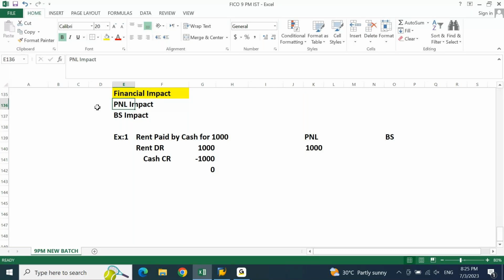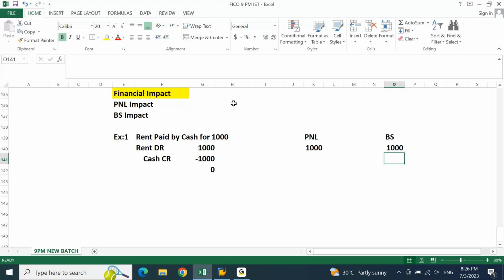Similarly, if you talk about cash, cash is an asset. Asset is part of your balance sheet. Now this will go and sit in your balance sheet. Where it will go in the balance sheet is secondary. But whether it is going to P&L or balance sheet, we have to segregate first. By looking at this entry, this is going to have impact on both P&L and balance sheet.